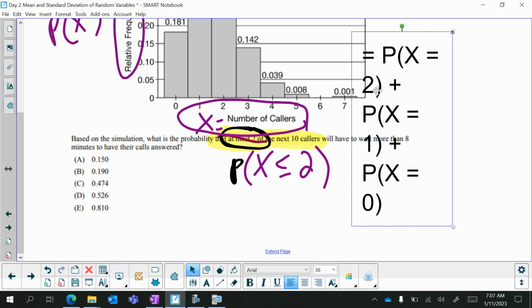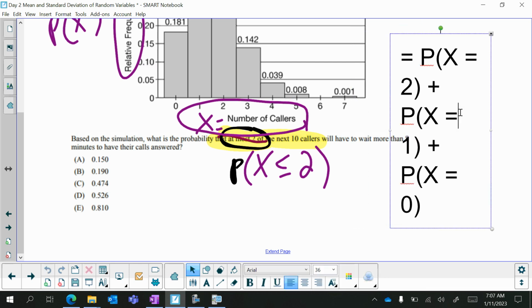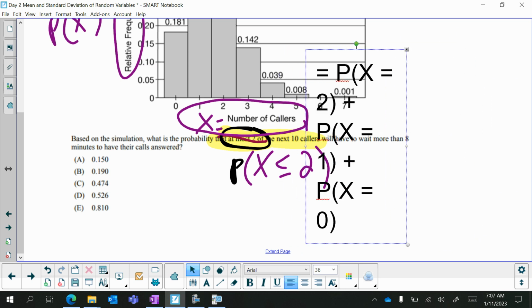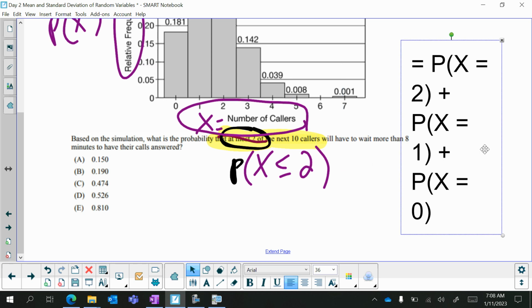I'm going to fix this. And what's up with this thing? Let's stretch it out. Sorry. Not stretching.